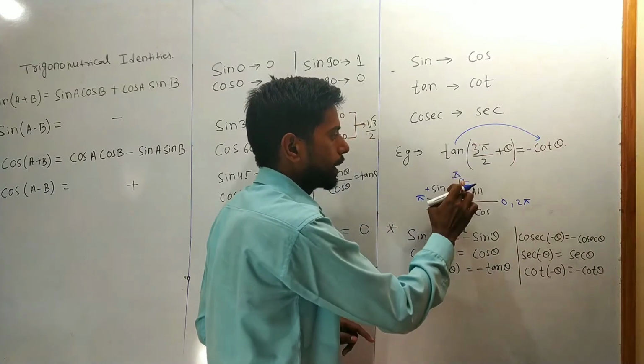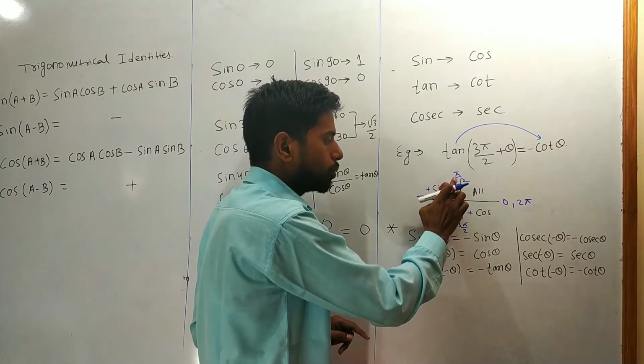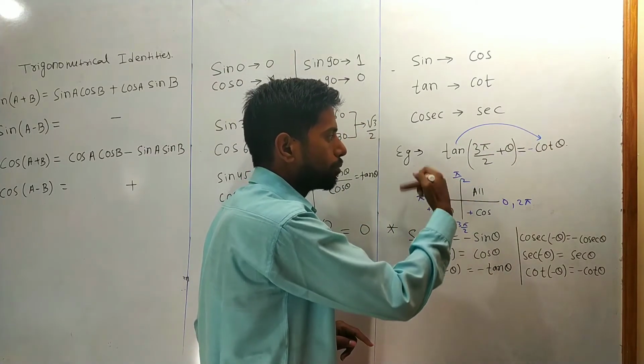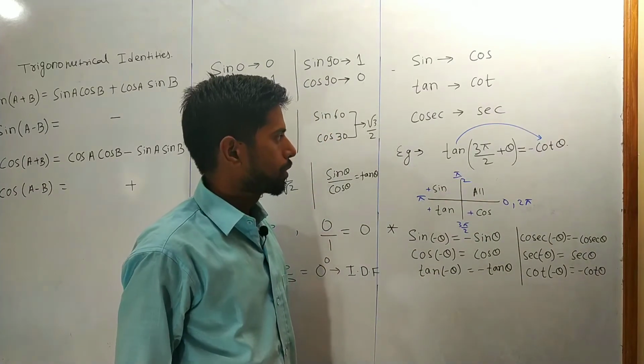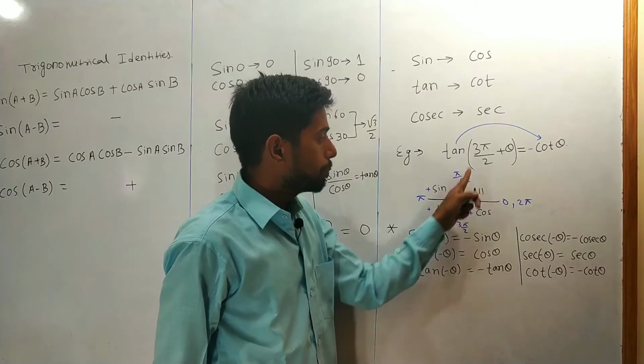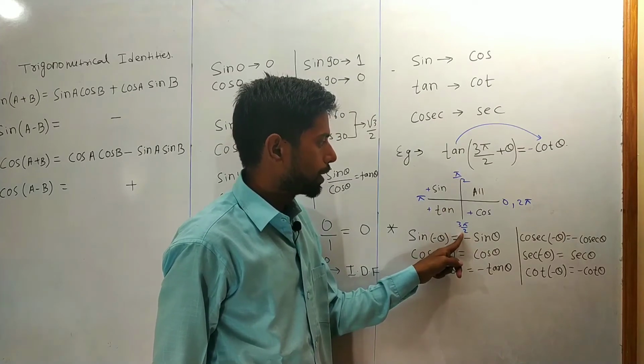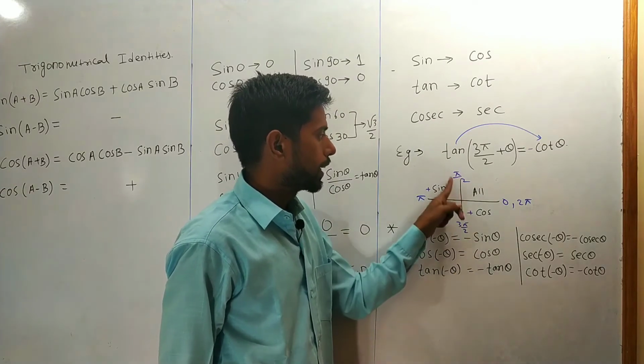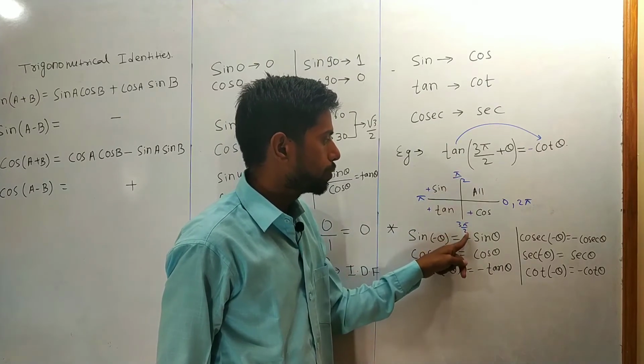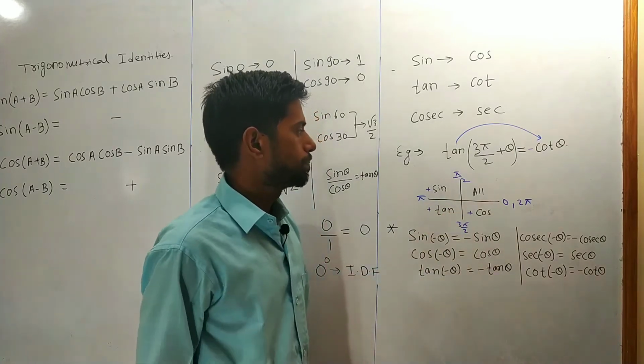I told you that in pi by 2 and 3 pi by 2 the value will change. Okay, in pi by 2 and 3 pi by 2 the value will change, that is, for multiples of pi by 2 and 3 pi by 2 the value will change.